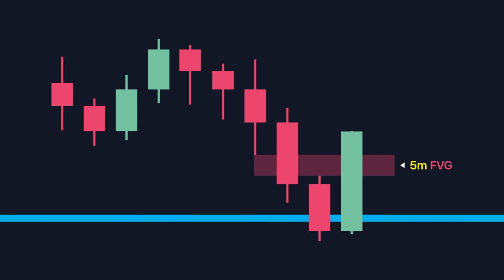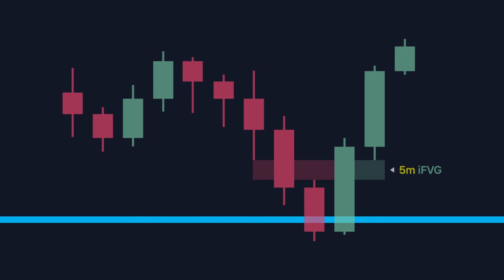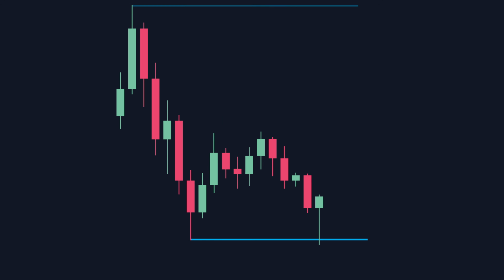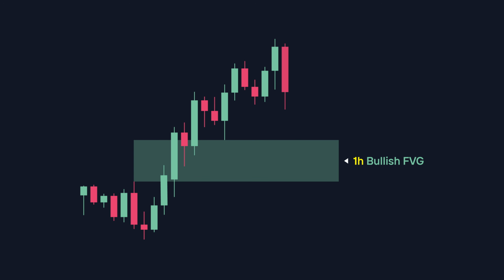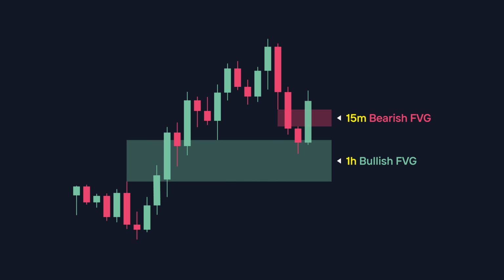iFVGs are currently the most popular concept amongst ICT traders because they are a very powerful array that can signal whether the market is respecting a draw-on liquidity target or whether the market is creating a reversal towards the other direction. And if used correctly, they can provide us with the earliest entry setups with the best risk-to-reward trades from any ICT trading strategy out there.